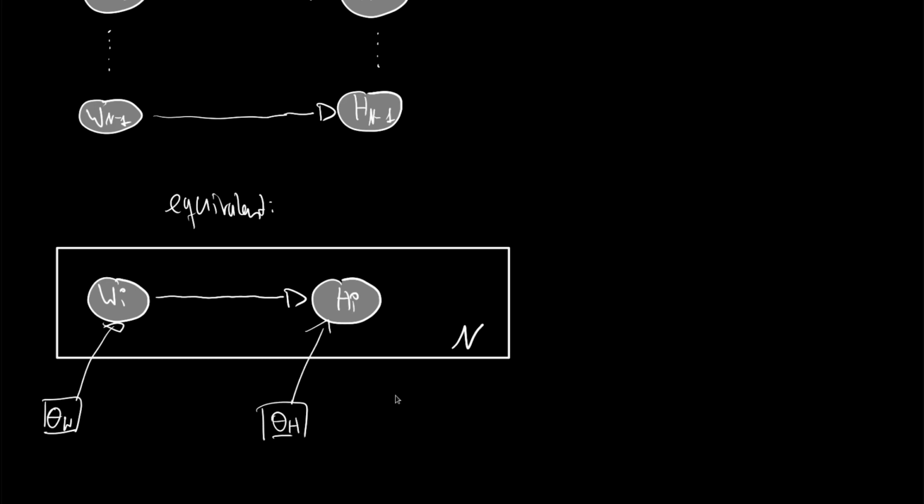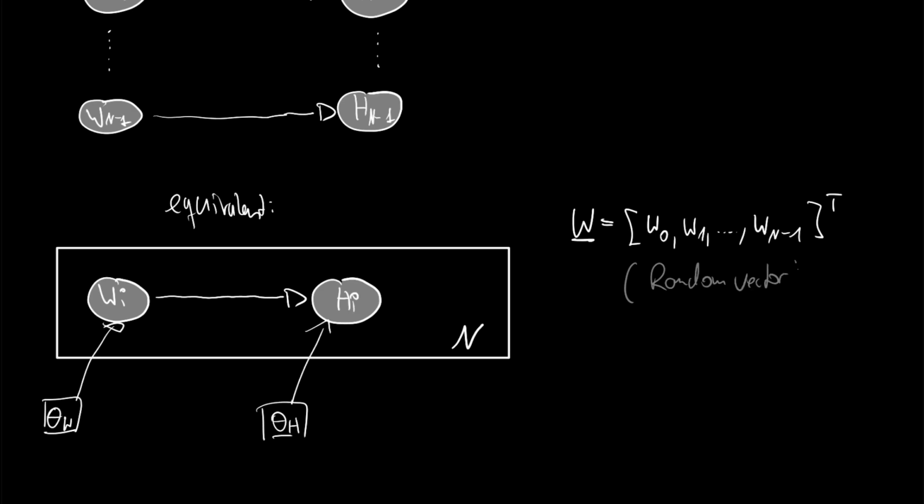And now he has some sort of what we call a random vector. So he has a W vector, and I write this with an underscore in order to say this is a vector. And this consists of the following: we have a W0, we have a W1, all the way to a Wn minus 1, transposed, because it's a vector in this sense. And you can think of this as a random vector, or in essence, these are n independent Bernoullis.